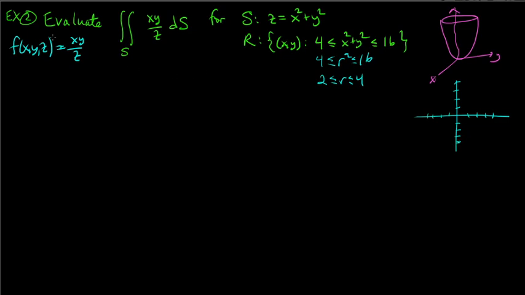I think that's about right. We're talking about this region in here, right? Outside of the circle of radius 2, but inside the circle of radius 4. It's a little lopsided, but you get the idea here, right? Yeah, so let's highlight that region.